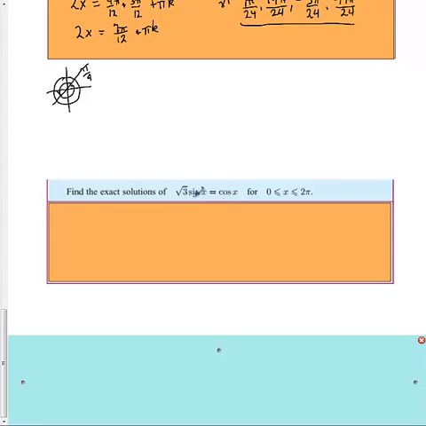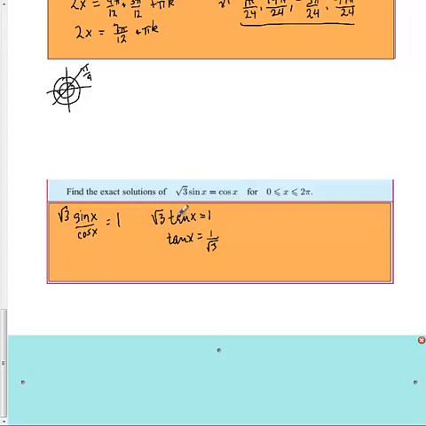So first thing I'm going to do, since I want sine over cosine, I'm going to divide both sides by cosine, and I get root 3 sine x over cosine x equals 1. And that, of course, means that root 3 tangent x equals 1, and tangent of x is 1 over root 3. So there was just a little additional step there to take the two trig functions and merge them into one.